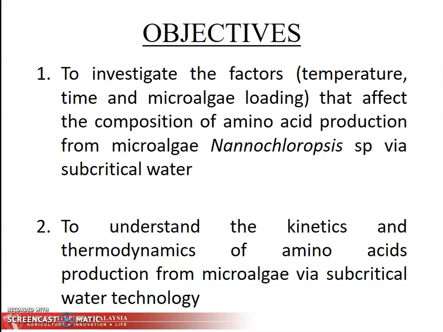Next, we'll move on to the objectives, where I have 2 different objectives in my project. One of the objectives is to investigate factors such as the temperature, time, and microalgae loading that affect the composition of amino acid production from microalgae Nannochloropsis species via subcritical water. My second objective is to understand the kinetics and the thermodynamics of amino acid production from microalgae via subcritical water technology.